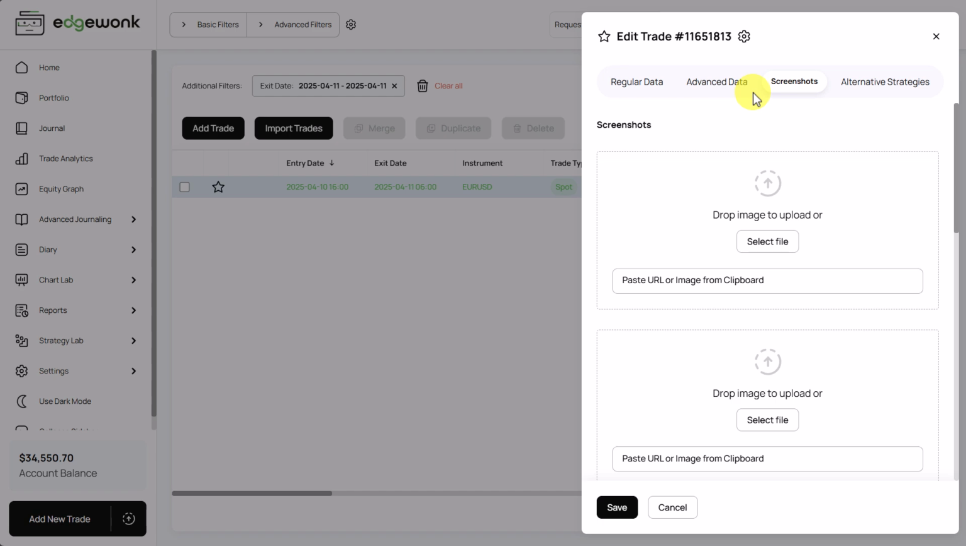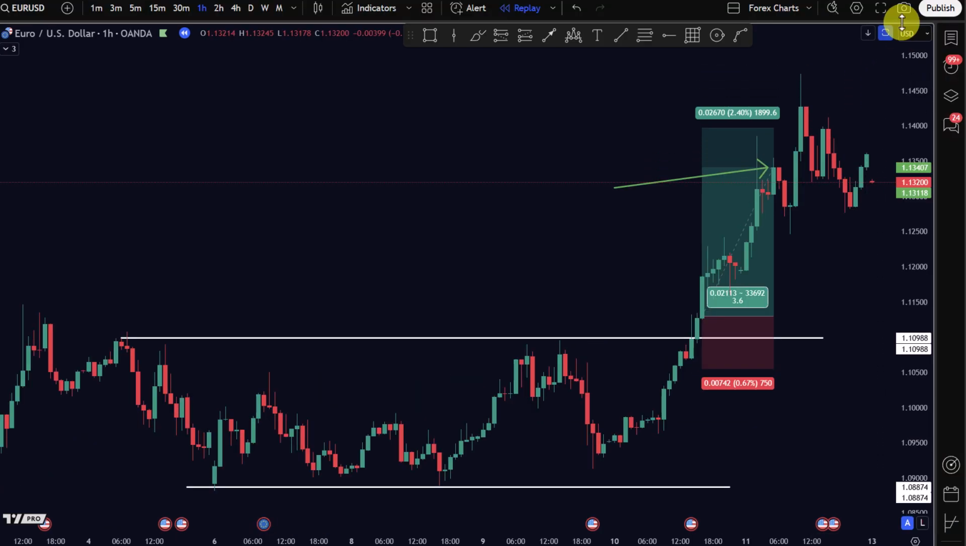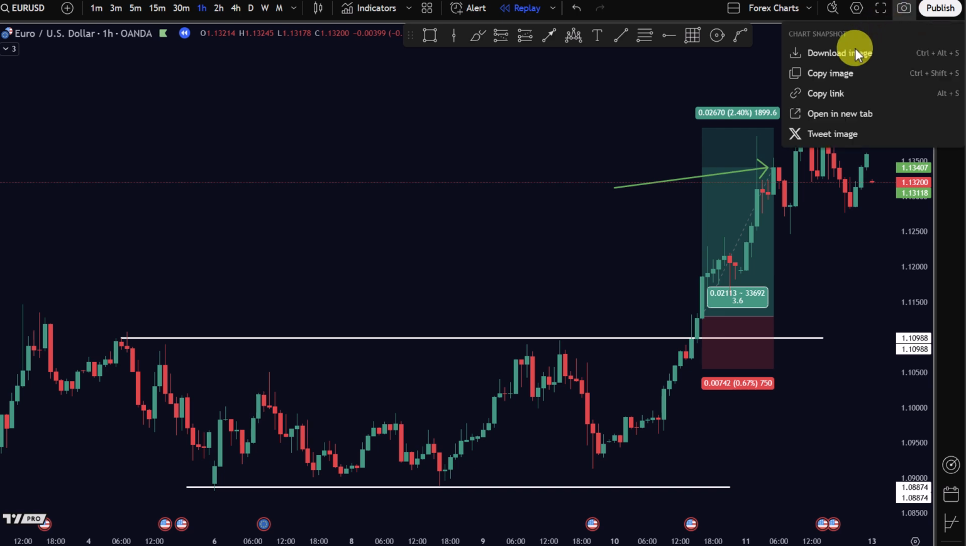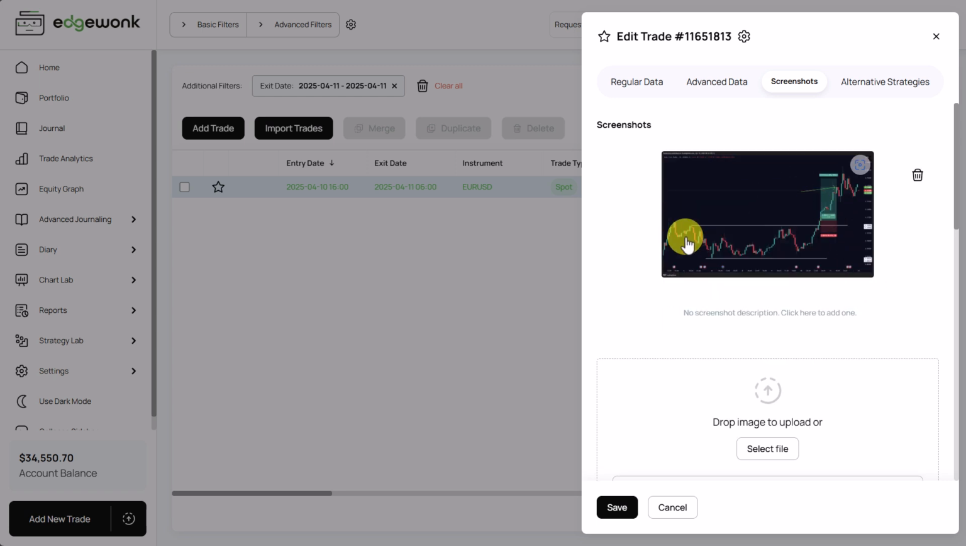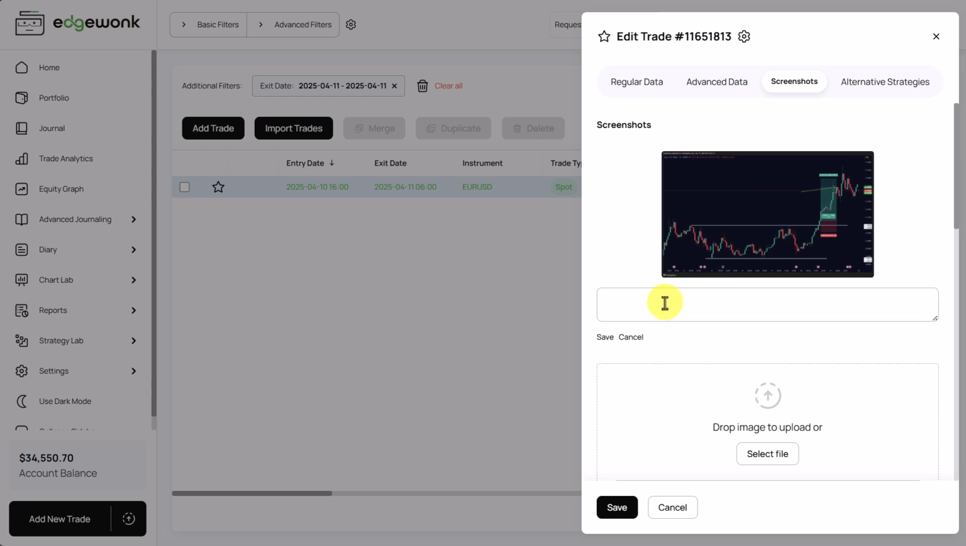That's always really helpful, especially for later reviews. In TradingView, you just go to this camera icon, you click on copy link. Then we go back and paste this URL here. We click on process URL and then it will be saved to Edgewonk. You can write a description here on your screenshot as well.